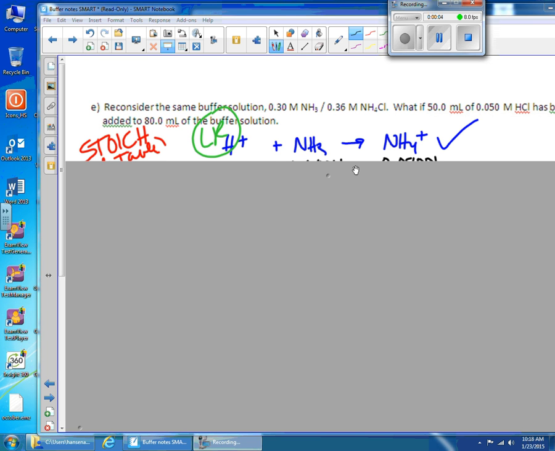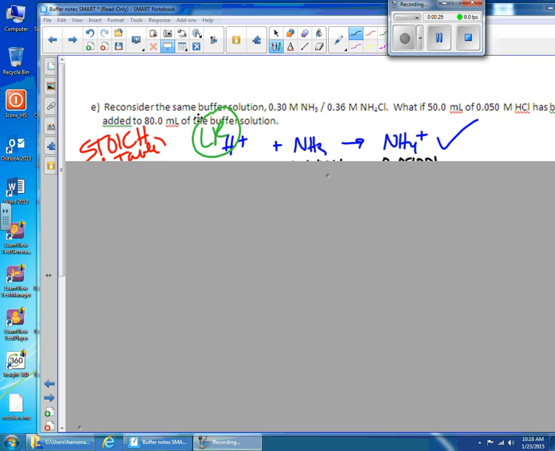Everybody, this is Mrs. Hanson, and today my goal is to help you guys with adding strong acid or strong base to a buffer solution and how to handle those MICE tables and then how to handle the ICE tables after that. So in class we had gone through some examples, but I really want to walk through very carefully the last two examples, which are letter E and I think letter G in your notes. So in this particular example we had just started in class, but we're going to finish it now.